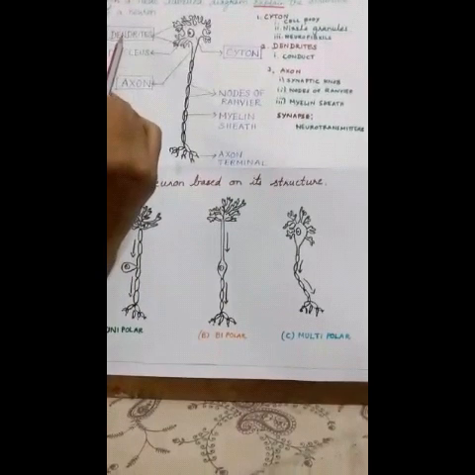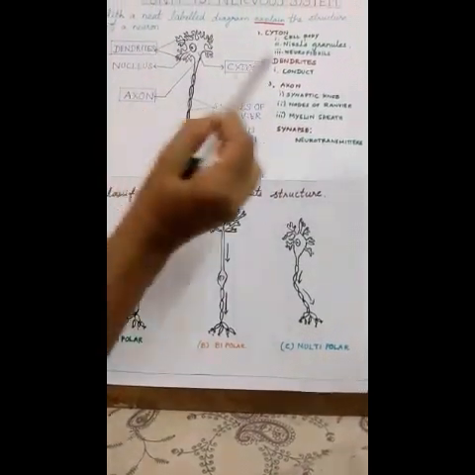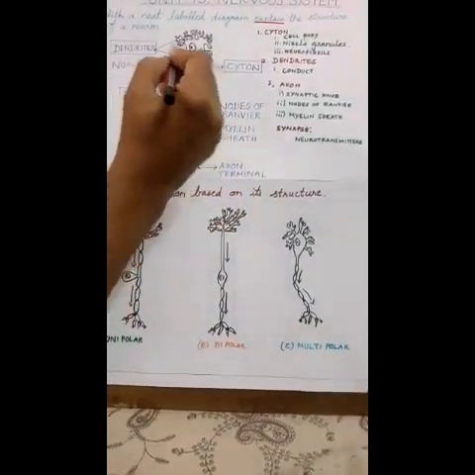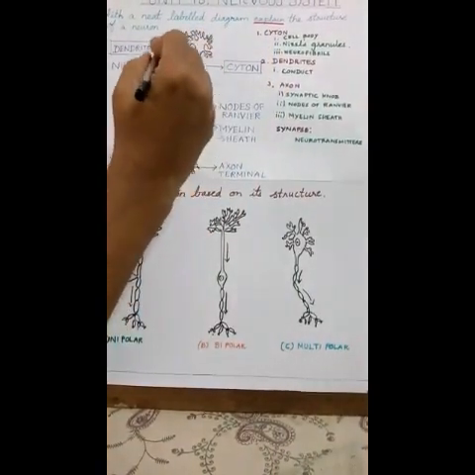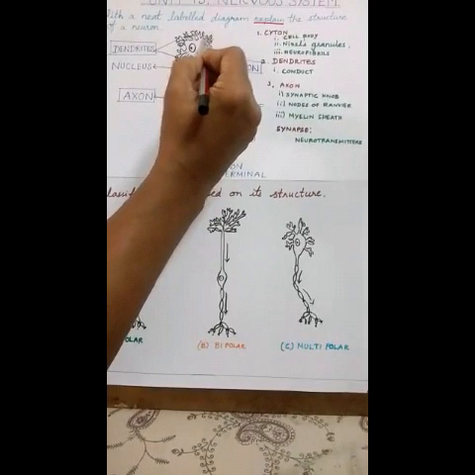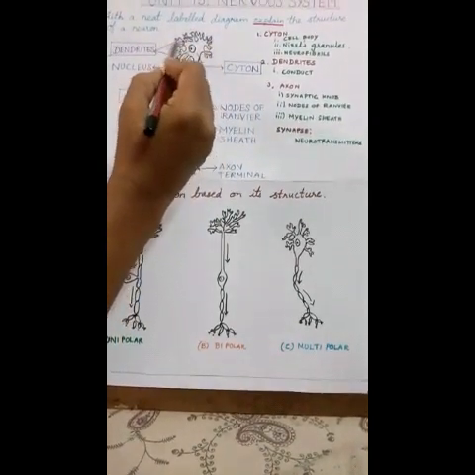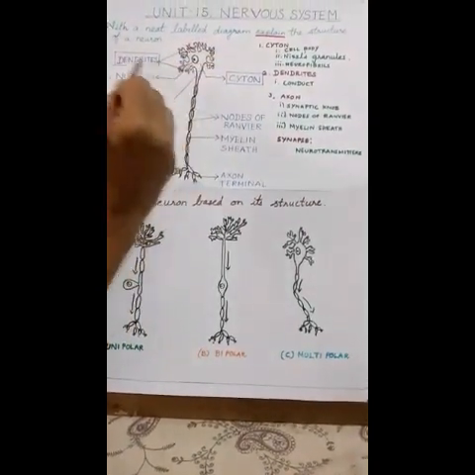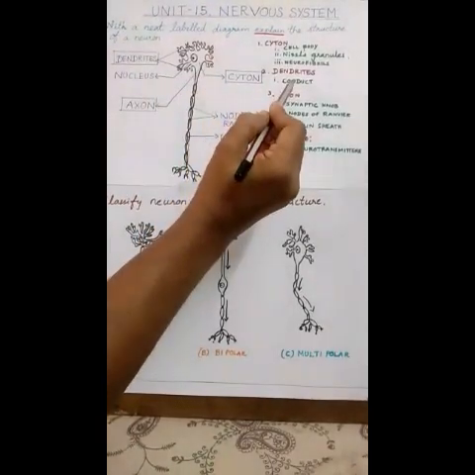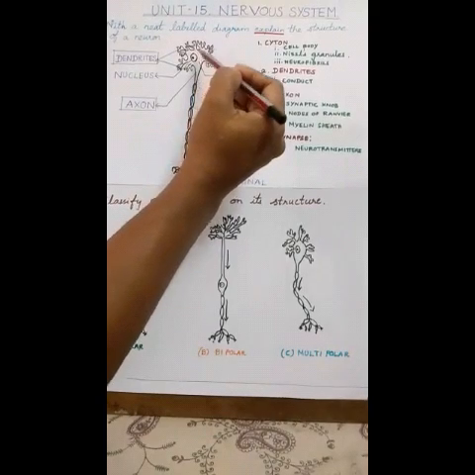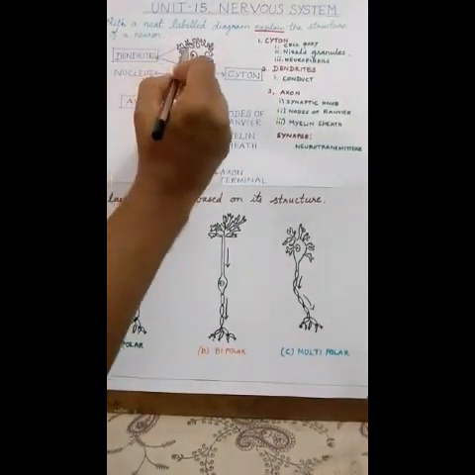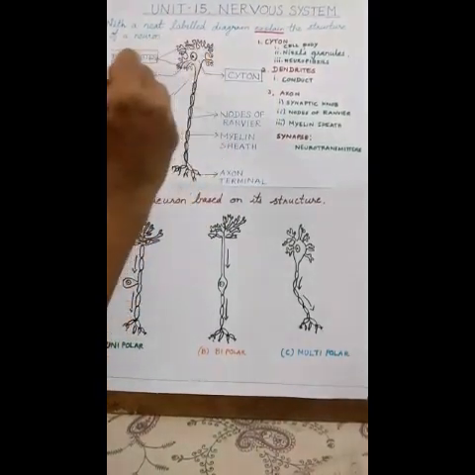Next heading, side heading, dendrites. What are dendrites? Dendrites are numerous branched structures. They are cytoplasmic processes that arise at the surface of the cell body. What is their work? They conduct the nerve impulse from the tips towards the cyton.